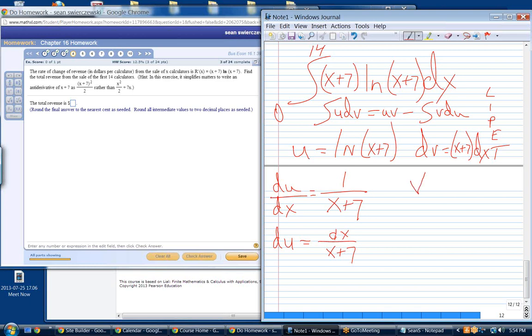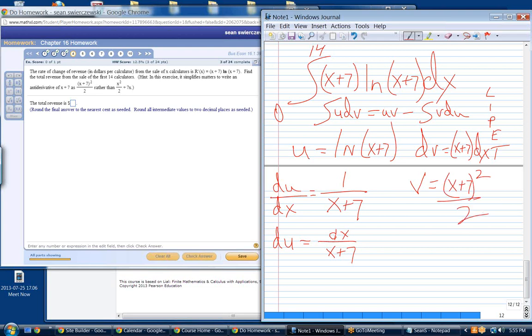And v is what? Now here's where they've given us a hint as to how to take the integral of that. Well, I don't really need to just apply the power rule to this. Notice why we can apply the power rule to this. It's because the derivative of the inside is 1. It's the only reason we can apply the power rule to this. Okay. So what is v? It's x plus 7 squared divided by 2 when we apply the power rule.